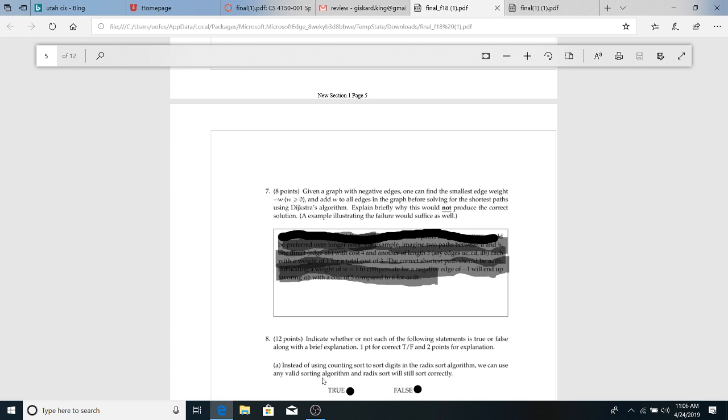So if you use a stable sort in between, like merge sort, then it will work. But if you use an unstable sort, like quick sort, it's just not guaranteed to work, right? I think insertion sort's another stable one. Yeah, that's another example of a stable sort. Yeah, so this one's false.